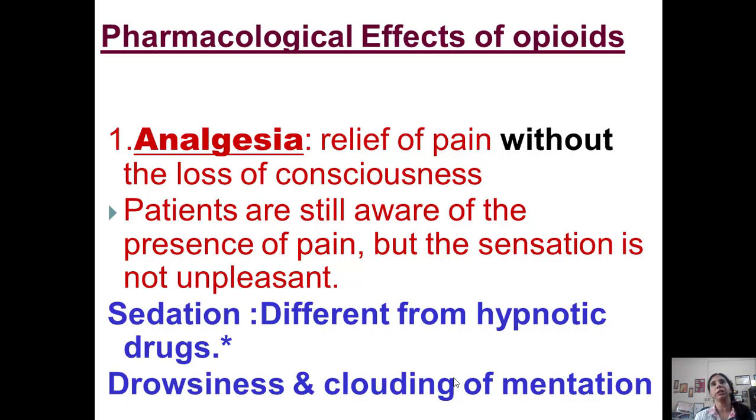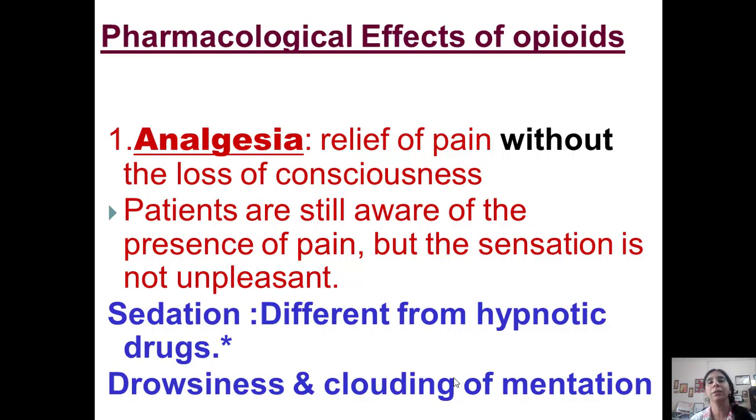Now coming to the pharmacological effects of opioids, the very purpose for which we are giving the drug is pain relief. It's relief of pain without loss of consciousness. When I make this statement, students, it means that we are comparing it with the local anesthetics and the general anesthetics, because they also bring about pain relief, but they bring about a loss of consciousness. With morphine, the patient might feel drowsy and sedated, but he is fully conscious. Patients are still aware of the presence of pain, but the sensation is not unpleasant.